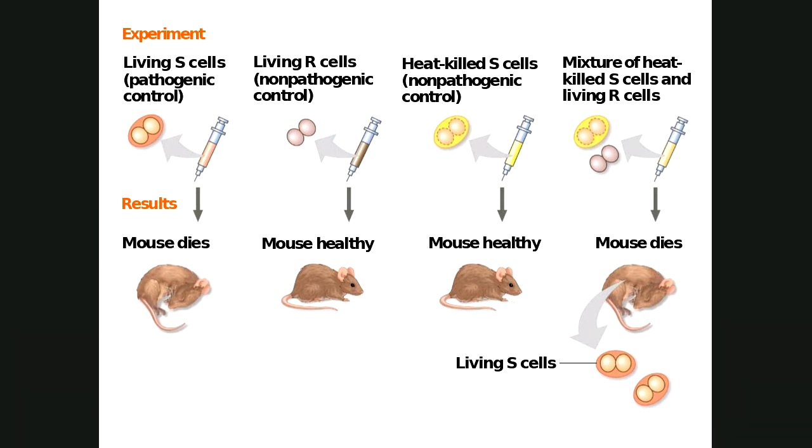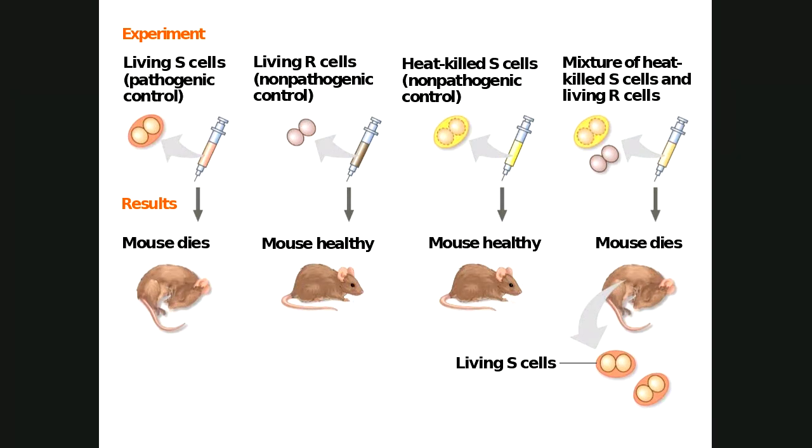Now, here's the last one, and this is where he got his information about how this molecule has the ability to store information. He puts a mixture of the S that he's killed and the living R that he injected in the mouse before, and he injects it into the mouse, and the mouse dies. Now, it shouldn't have died, right? He killed S, didn't kill it. Living R didn't kill it. But if I put them together, the mouse dies.